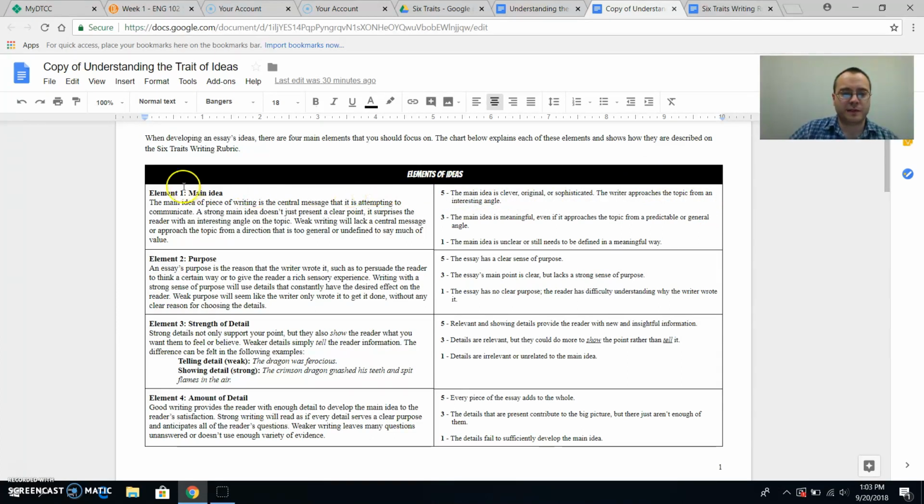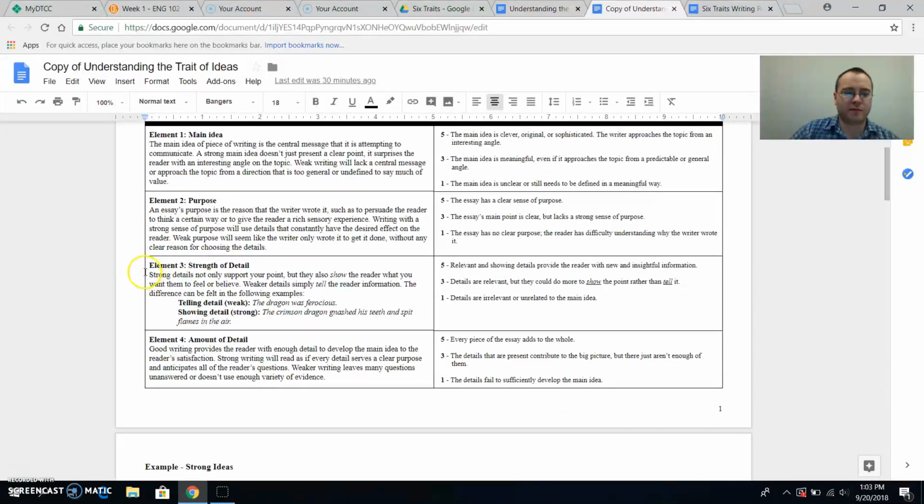So for example, we'll just look at one of these. Let's look at element 3, strength of detail. So what does that mean? Well, it means that strong details not only support your point, but they also show the reader what you want them to feel or believe. Weaker details simply tell the reader information. The difference can be felt in the following examples.